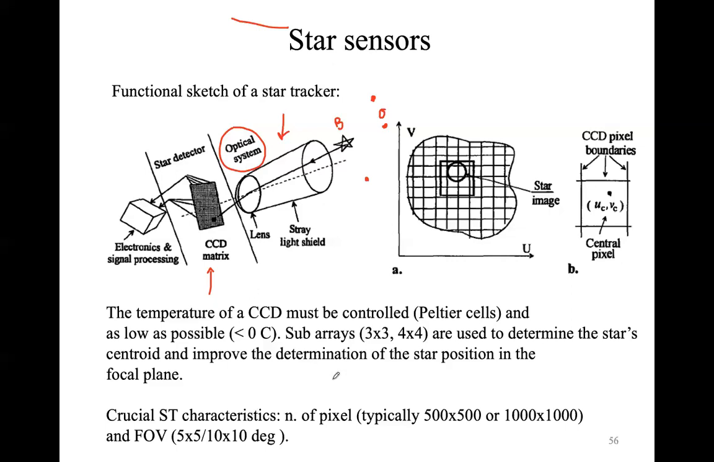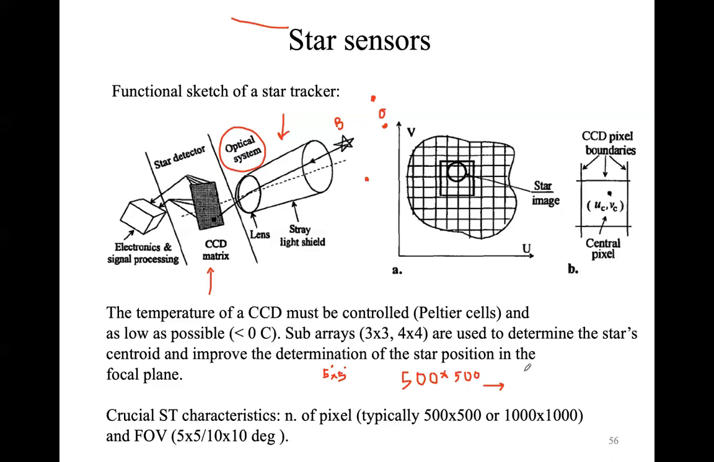So assuming that you have a field of view, as is written here, 5 degrees by 5 degrees, right? And you have a CCD with 500 pixels by 500 pixels. So 500 by 500. Well, it is easy to be demonstrated. It's a very easy demonstration to determine the accuracy that you can get from this CCD.